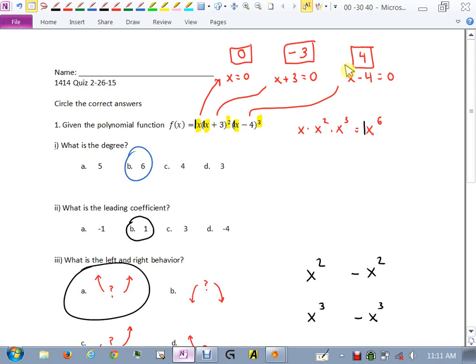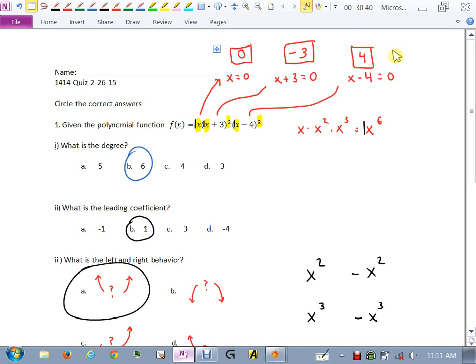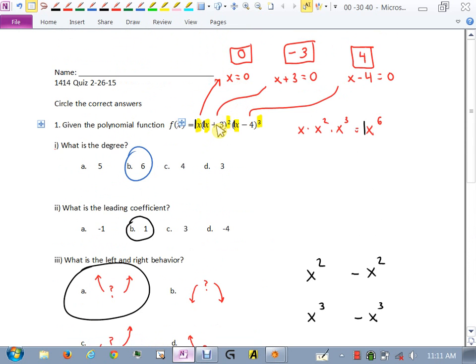So what I want to make sure you're doing is you're not just looking at the sign here. The x-intercept is not positive 3 and negative 4. It's actually the opposite of that, right? It's negative 3 and positive 4. And 0, well, 0 is not positive or negative, so it doesn't matter. So then you look at the power on each factor. The x is to the first power, that's odd. The x plus 3 is to the second power, that's even. The x minus 4 is to the third power, that's odd. So what happens if you have an odd power? Cross. Even power? You bounce or touch.